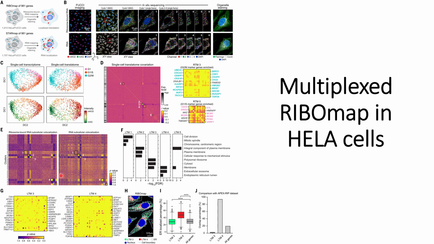Here the results are shown both for the STARmap and also for the RIBOmap. This one is for the STARmap on the left side, and the right side is for the RIBOmap. And in this panel, what they did is they are able to identify 5 kinds of co-localization gene ontology groups, and the description or bar plot of those groups are shown here.